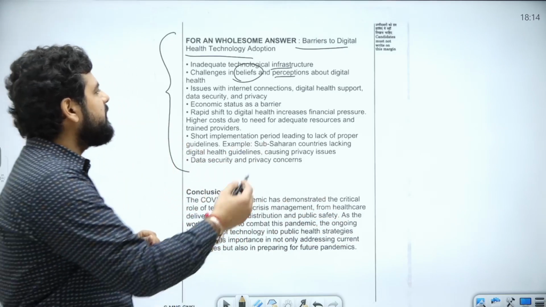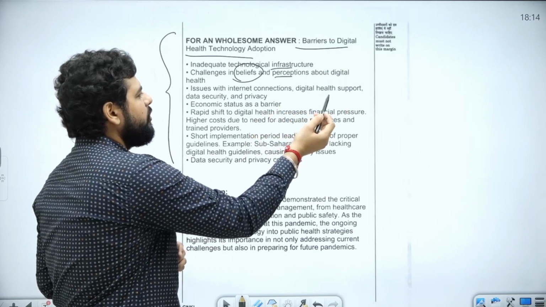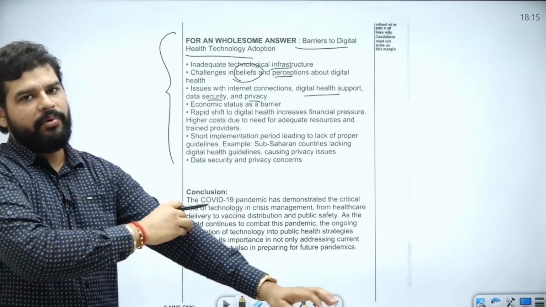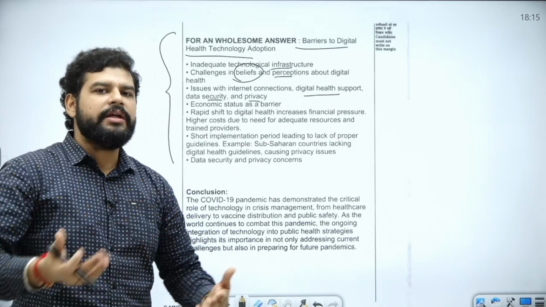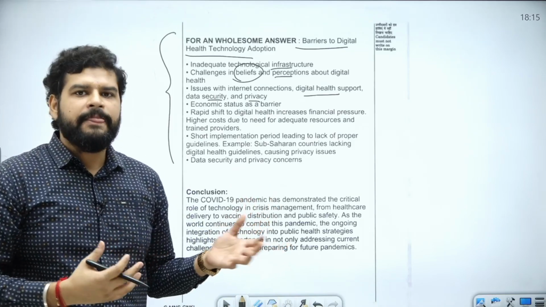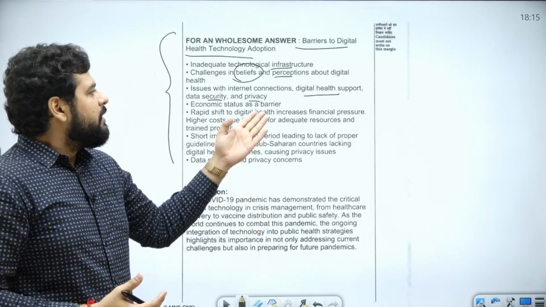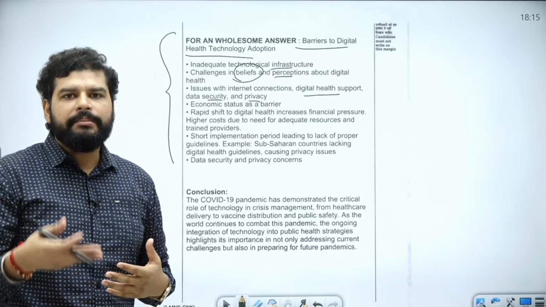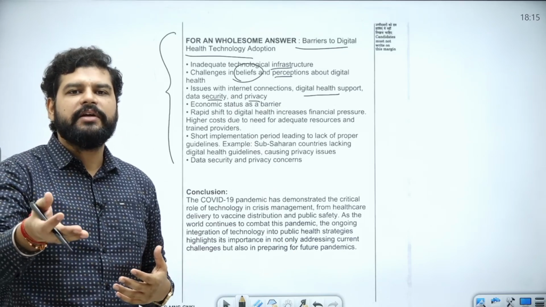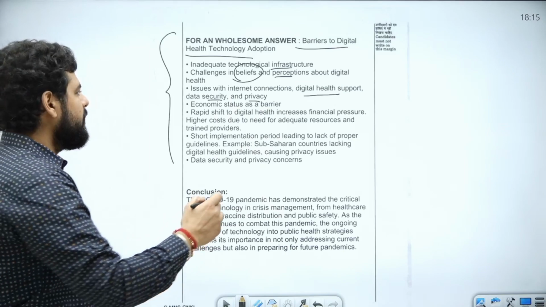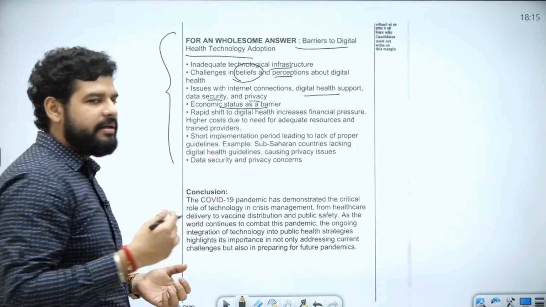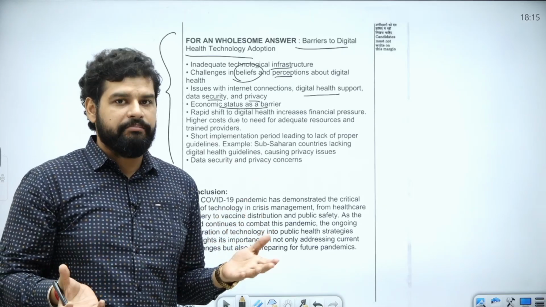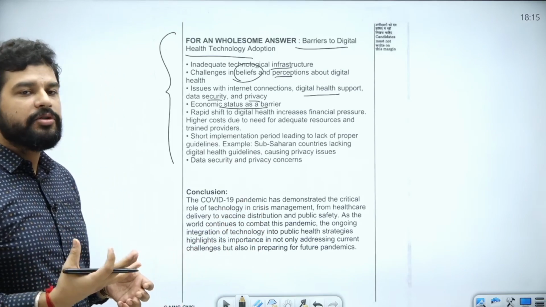Next is issues with internet connections, digital health support, data security, privacy. These are very important, which obviously you would be knowing if you are trying to understand this answer, that there are privacy concerns. There is support issue also. That means people will sell you the product, but they will not provide you service when something goes wrong. Economic status is also a barrier because many people are not able to afford smartphones also. So what about them? And India has large proportion of those people.